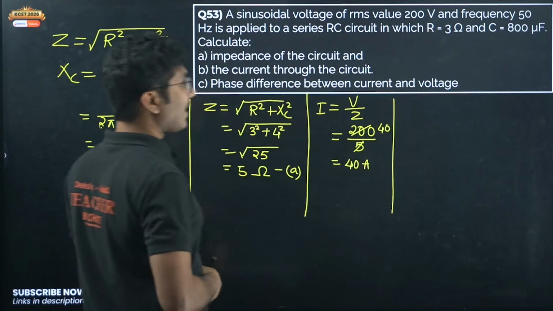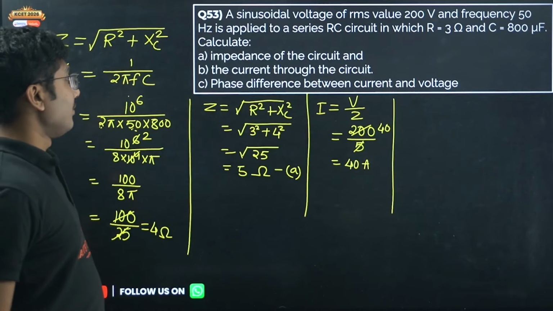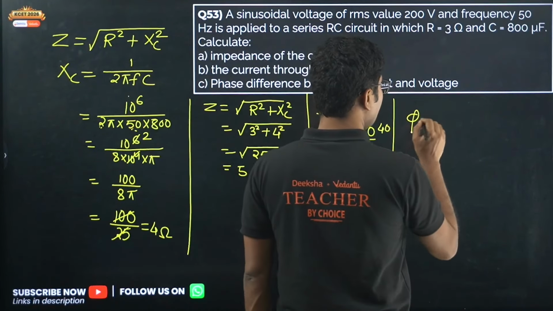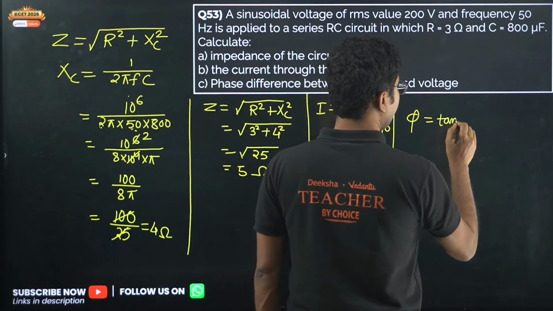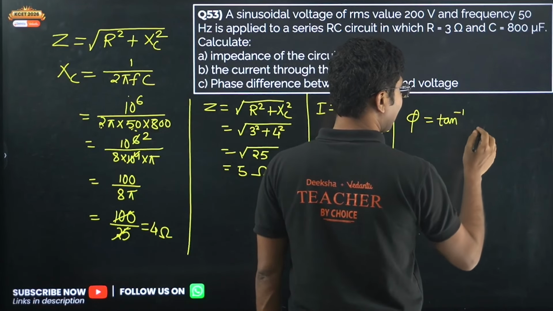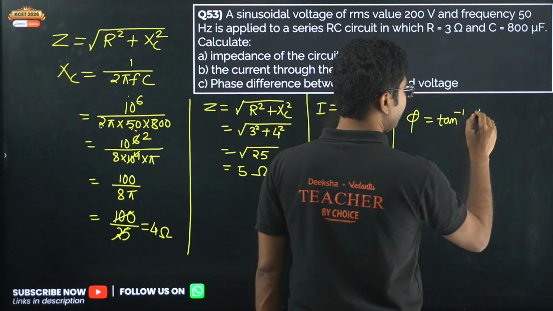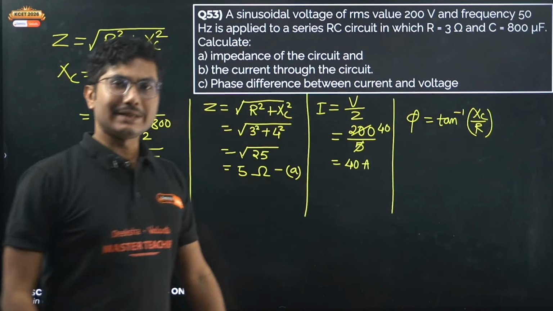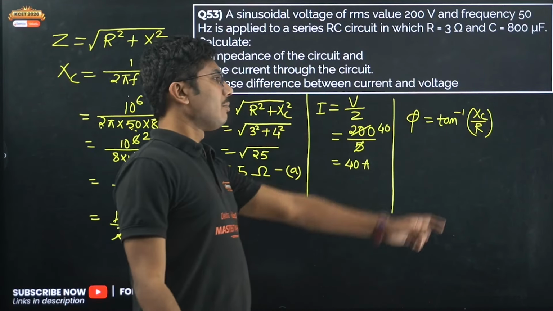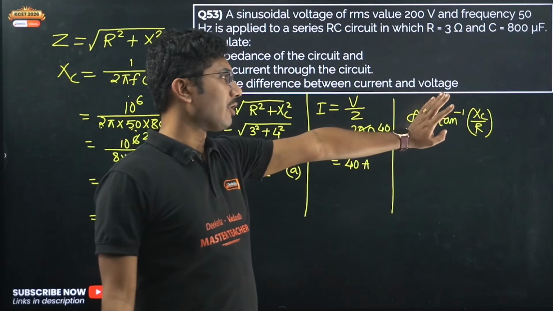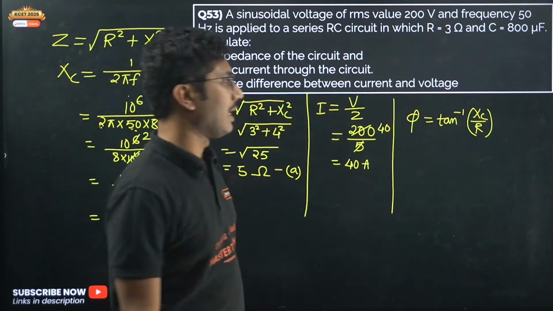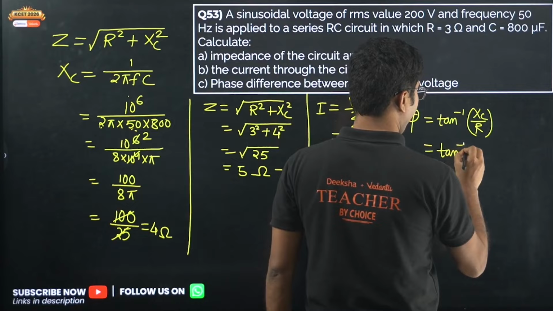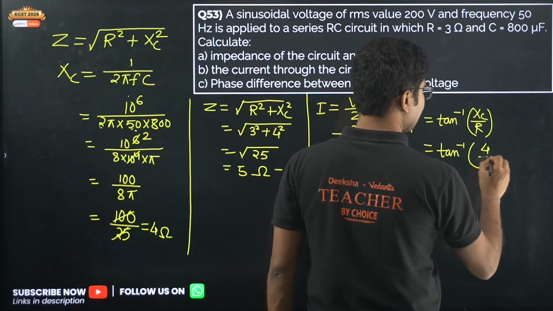What about the next? Find the phase difference between the current and the voltage. Phase difference is very simple: tan inverse of XL minus XC divided by R. Here XL is not there, so it will be XC by R. Remember, XL minus XC divided by R is in general, but because XL is not there, it will be only XC by R. So it will be tan inverse, XC is 4, R is 3.